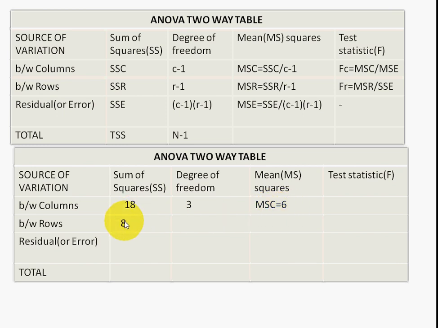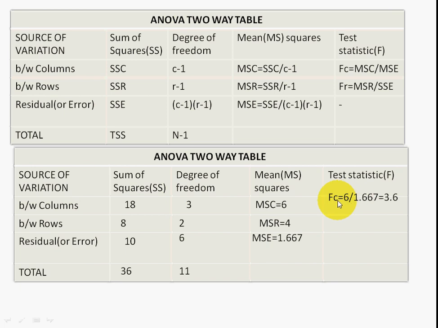Similarly between rows, that means SSR is equal to 8. So number of rows is how many? 3. 3 minus 1, R minus 1. Therefore 3 minus 1, 2. 8 divided by 2, 4. Similarly residual error is nothing but 10. So degree of freedom is nothing but 3 into 2, that is nothing but 6. MSE is 10 by 6, which is 1.667. Similarly TSS is 36. Degree of freedom is capital N minus 1. Total observations is 12. 12 minus 1 is 11.